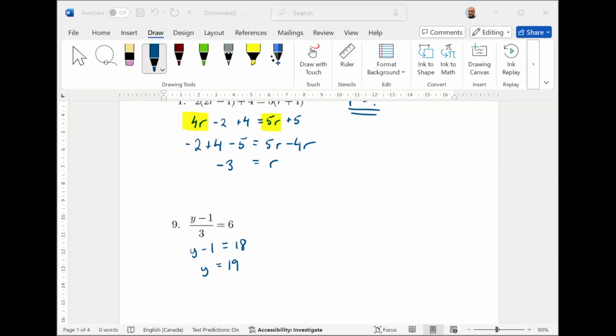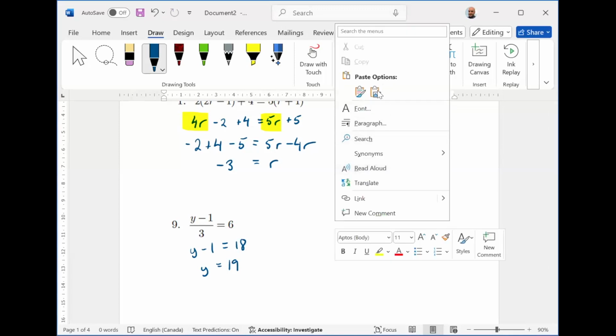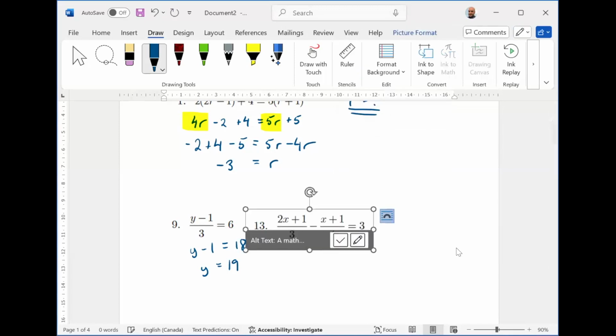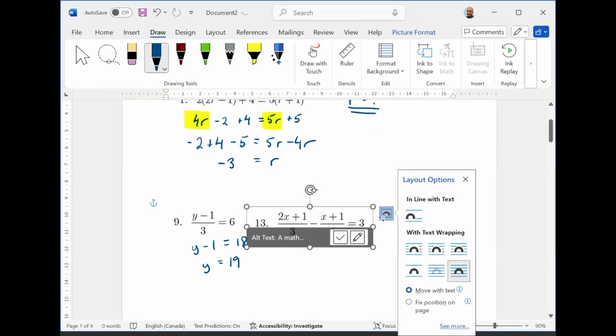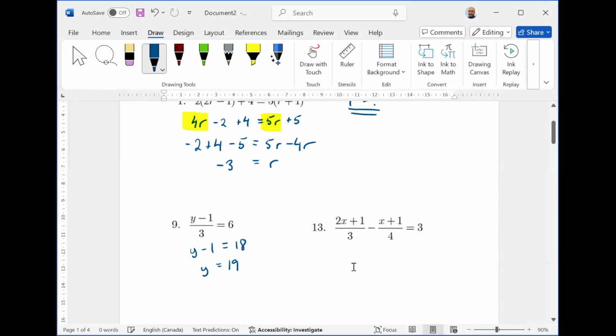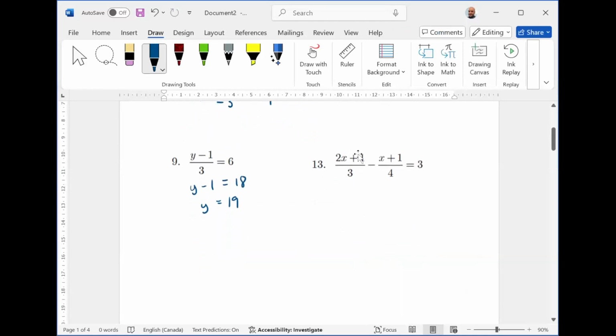Let's try with something maybe a little bit trickier. Everybody loves fractions. So why don't we try something like number 13? And I'm going to put this one over here, over a little bit. So take a look at this. What's our strategy over here?